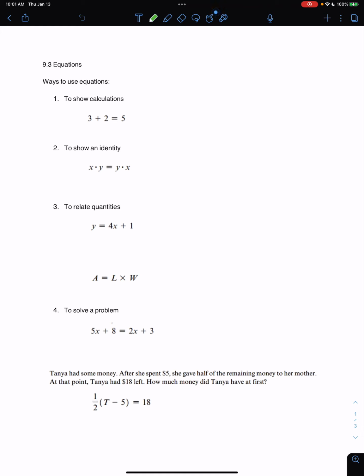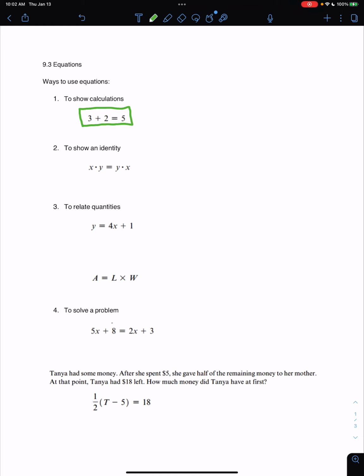So there are different ways to use equations, and so far we've just been talking about expressions. Expressions don't have an equal sign in them. Equations do have an equal sign in them. So they can be used just like expressions to show calculations. However, we add this little equal sign to make it an equation.